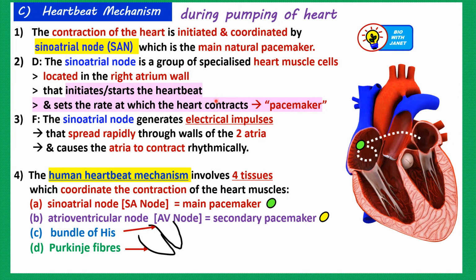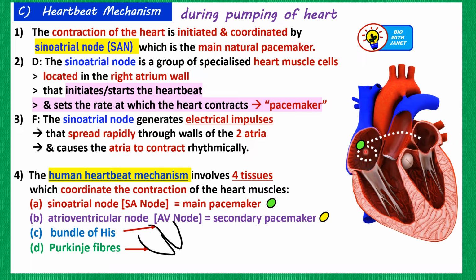In that way it initiates the heartbeat and sets the rate or the pace at which the heart contracts. That's why it's called the pacemaker. You may be asked, why is the sinoatrial node called the pacemaker? Because it generates electrical impulses that spread rapidly to the atria first, causing the atria to contract, and then to the ventricles, causing the ventricles to contract too.